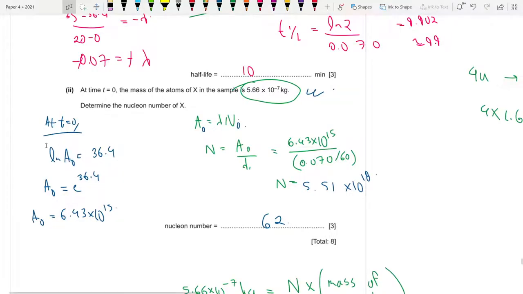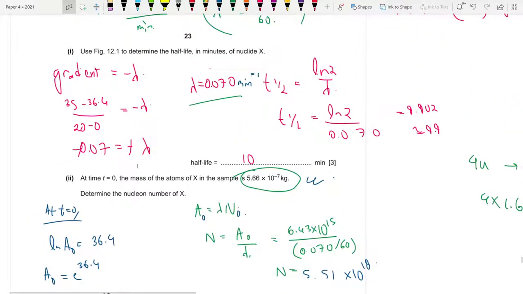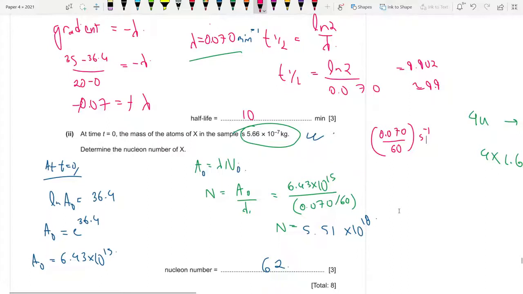Now we know that A is equal to n lambda. We can use A naught is equal to lambda n naught. We can find out the initial number of atoms of the nuclide using A naught by lambda, which is 6.43 into 10 power 15 divided by lambda. But careful, the lambda we found out at the beginning was in per minute. Okay, that was 0.070 per minute. You need to convert this to SI units, which is per second. So 1 minute has 60 seconds, so we need to give 60 here. This is lambda in per seconds. That's why I divided 0.070 by 60. We get a value of n equal to 5.51 into 10 to the power 18.